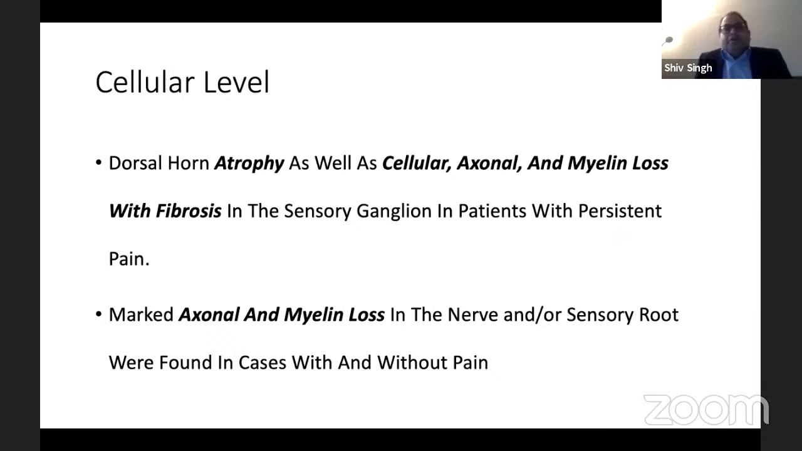So the dorsal horn atrophy is also seen, as well as cellular, axonal, and myelinocyte fibrosis in the sensory ganglia in patients with persistent pain. In patients with or without pain, there can be marked axonal and myelin loss in the nerves or the sensory roots. It's common, the axonal loss is common in both patients with or without pain.